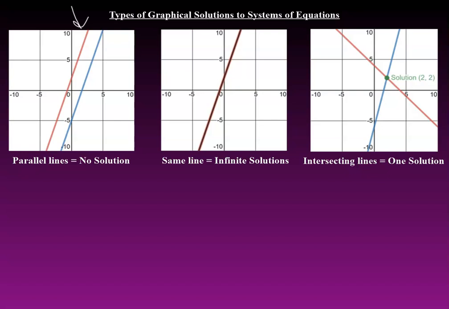The second case is when the lines are the same. So if you look here, you can see a red line and a black line right on top of the red line. That's infinite solutions, or many solutions. And then the third one is the case where the two lines intersect, and the point at which they intersect is the solution. And so you would have one solution because they intersect at one spot.